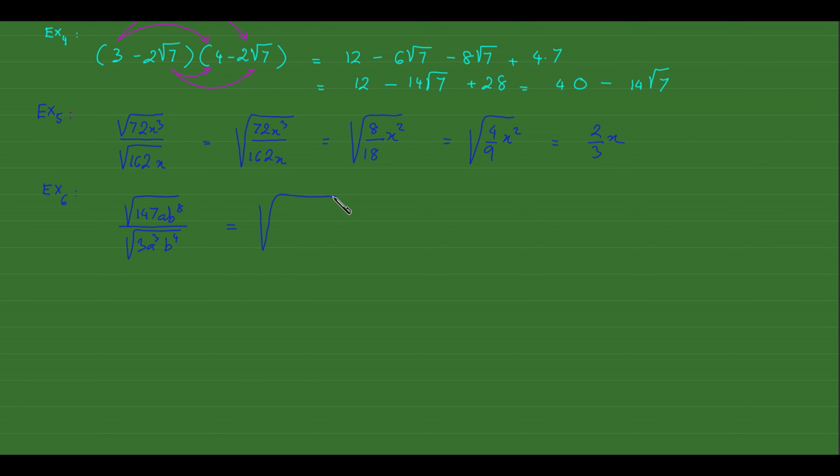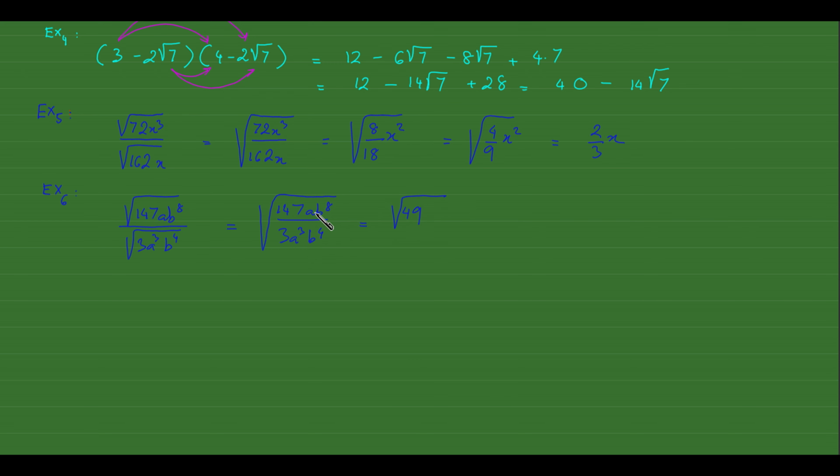Yeah, I think I have to change the color next time. Okay, first we'll go ahead and combine them. 147 a b to the 8 over 3 a to the third b to the 4. So 147 divided by 3, let's see it happening, gives you 49. It's pretty nice number.